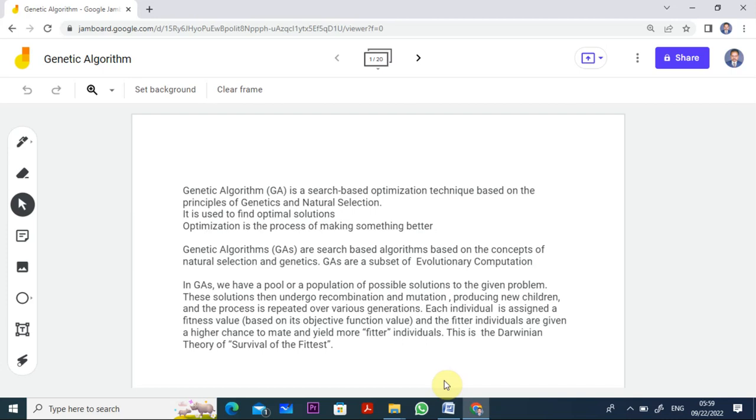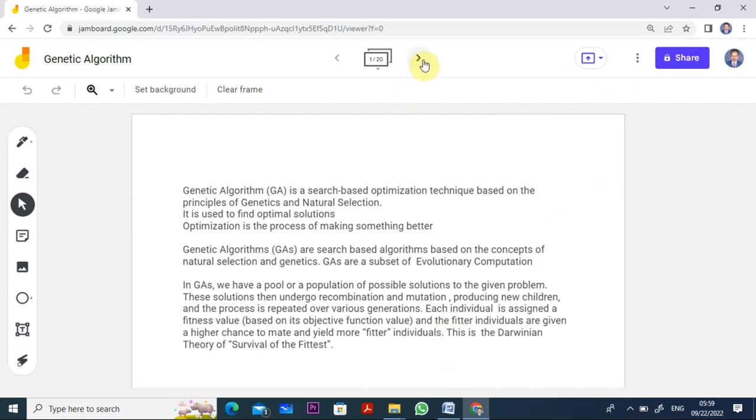Each individual is assigned a fitness value based on the objective function value, and the fitter individuals are given a higher chance to mate and yield fitter individuals. So this is Darwin's theory, survival of the fittest.